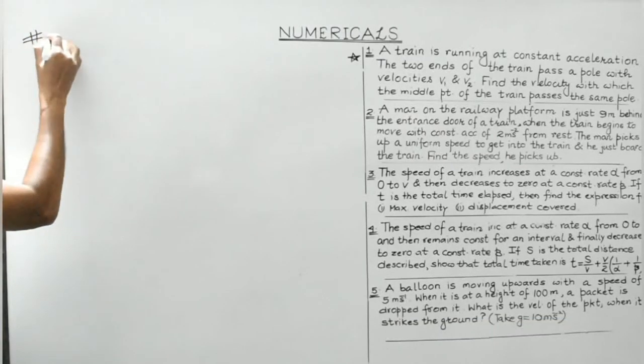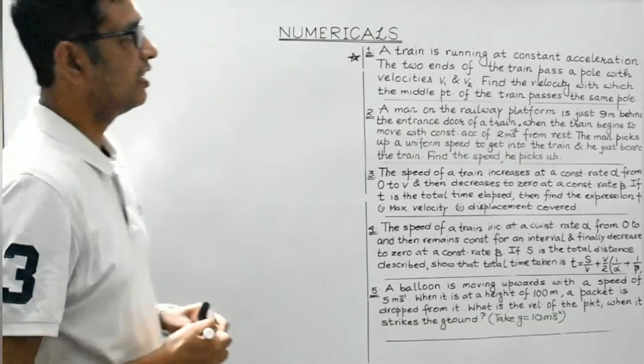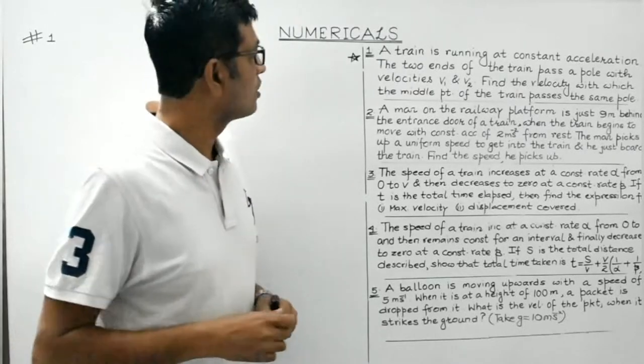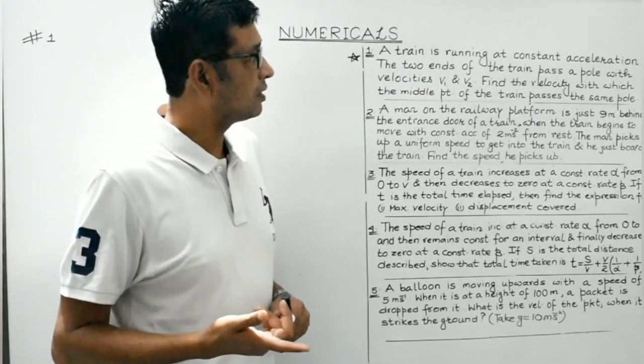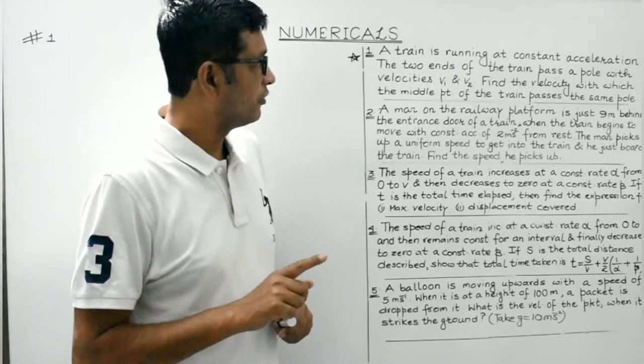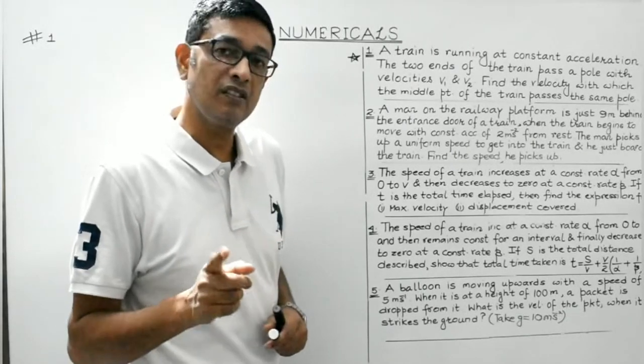First question is, a train is running at a constant acceleration. So it is the case of uniformly accelerated motion. The two ends of the train pass a pole with velocities v1 and v2. Find the velocity with which the middle point of the train passes the same pole.